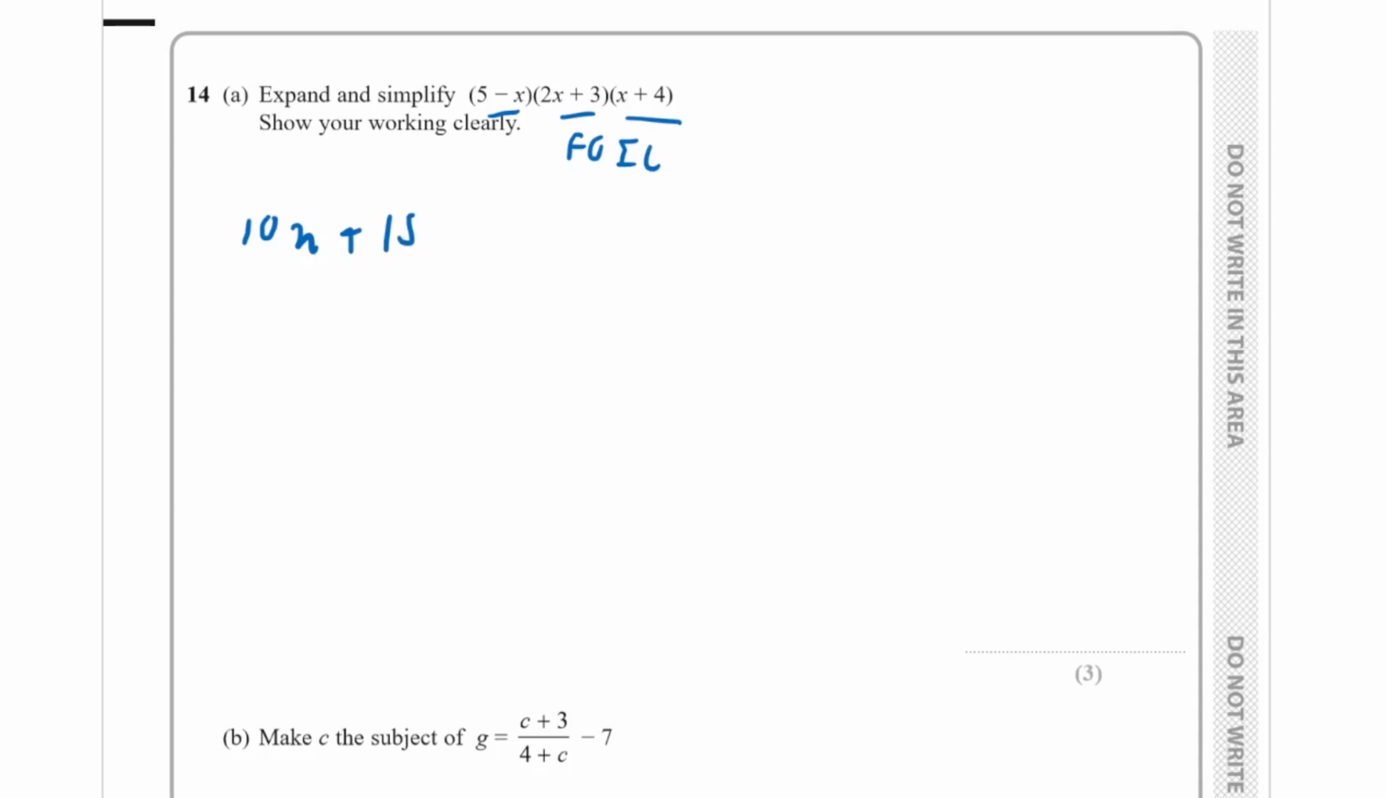Negative x times 2x is negative 2x squared. Negative x times 3 is negative 3x. Now we multiply this with x plus 4.